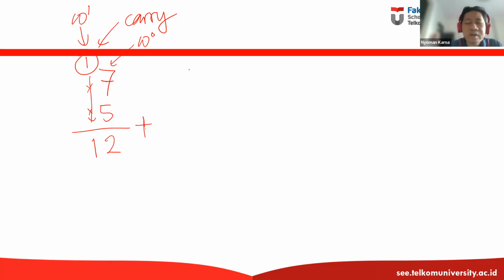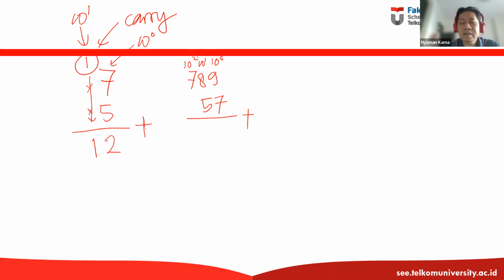Okay. Now, let's take another example. Let's say I have 789 plus, let's say, 57, and I'm going to add these two numbers. Remember, this one has the weight of 10 power of 0, this one has the weight of 10 power of 1, and this one has the weight of 10 power of 2. Now we're going to add these two numbers, starting from 10 power of 0, the least significant value.